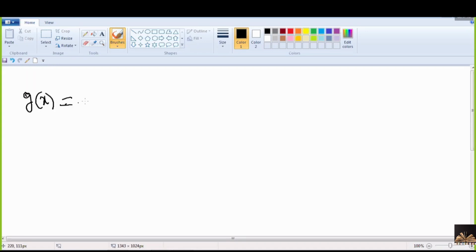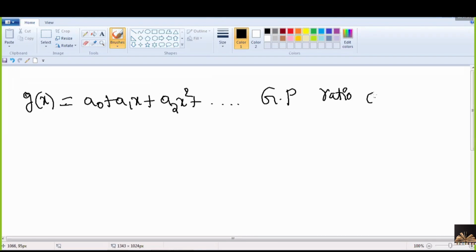Can you tell me what is the formula for this g of x? When you observe these terms, they are in geometric progression, that is, the ratio is common. If the terms were in arithmetic progression, the common difference would be there. In geometric progression, the ratio is common.